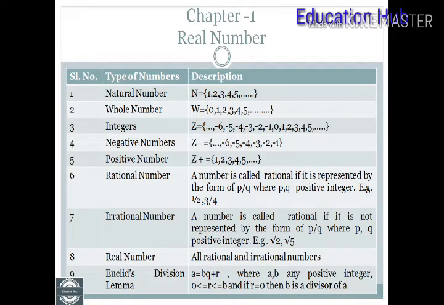Euclid's division lemma, that is a equal to bq plus r, where a and b are positive integers and r must be between 0 and b. If r equal to 0, then b is a divisor of a. These are all important formulas for your first chapter.